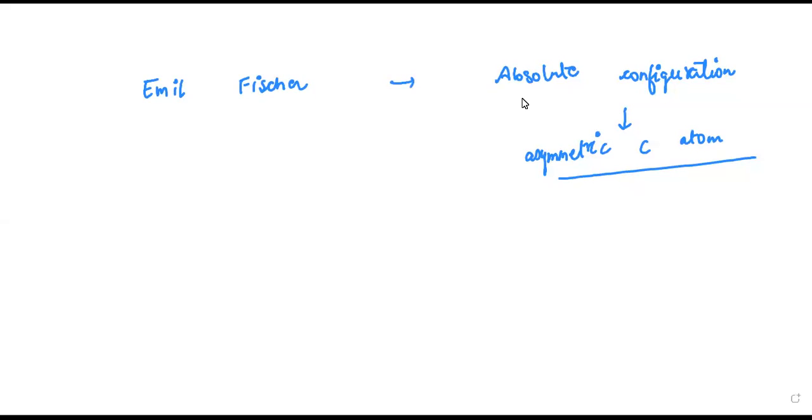Yes. Okay. So I said Emil Fischer introduced the nomenclature for absolute configuration, and this configuration was relative around the asymmetric carbon atom only, means the carbon must consist of different atoms. And this type of carbon is known as chiral carbon.